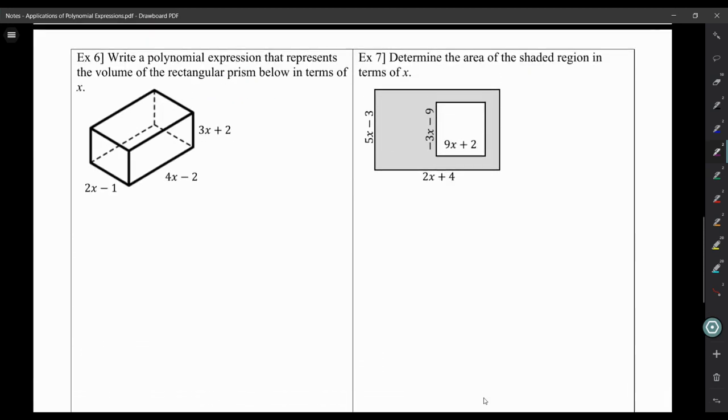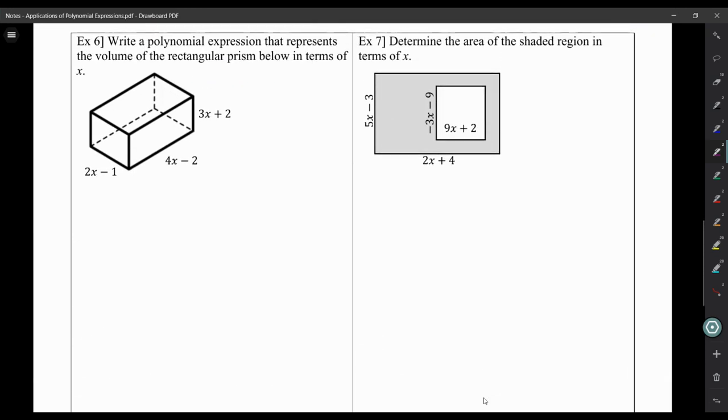The last few examples are a little bit more advanced. So for number 6, it says, write a polynomial expression that represents the volume of the rectangular prism below in terms of x. So now we're talking about volume of a prism. So the formula to find volume is length times width times height. So we're basically multiplying all 3 of these sides together.